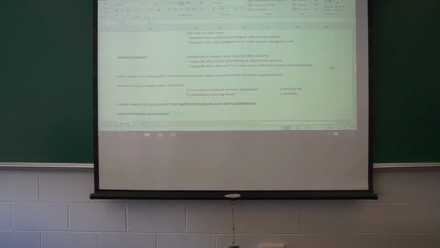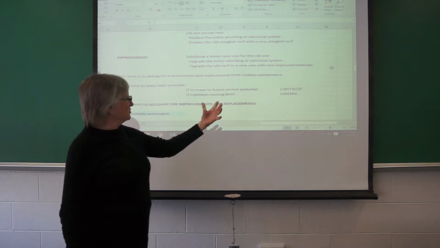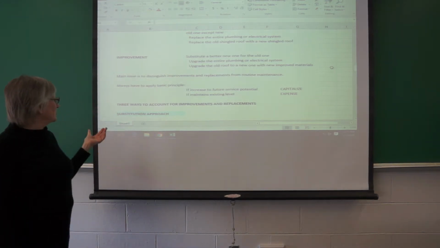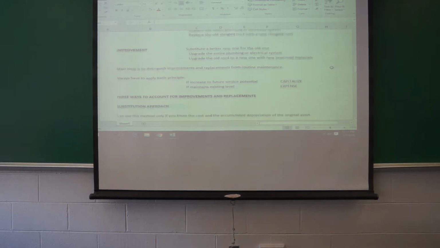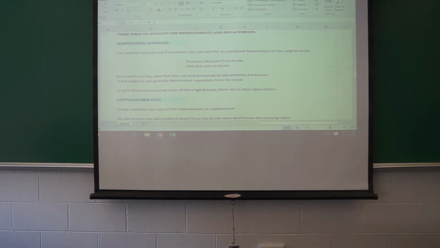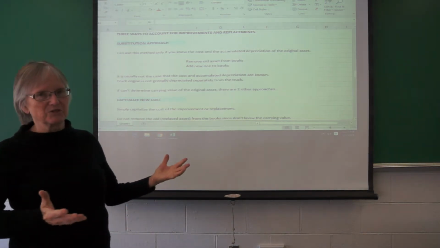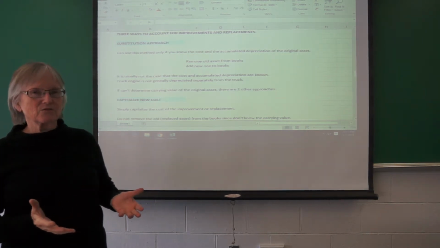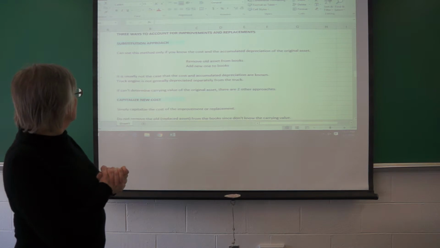So, and then let's see. You have to look at the basic principle, which is what you have to keep in mind for all of this. If it's increasing the future service potential, you capitalize it. If it keeps the same level, then you're going to expense it. Okay, so they give you 3 ways to account for improvements and replacements. The first one is the substitution approach. This is where you know the carrying cost of the old and you obviously know what you're paying for the new. So if you do know that, then you just remove the old asset from the books, take off the asset, take off the accumulated depreciation, and you're good to go. You put the new one on.